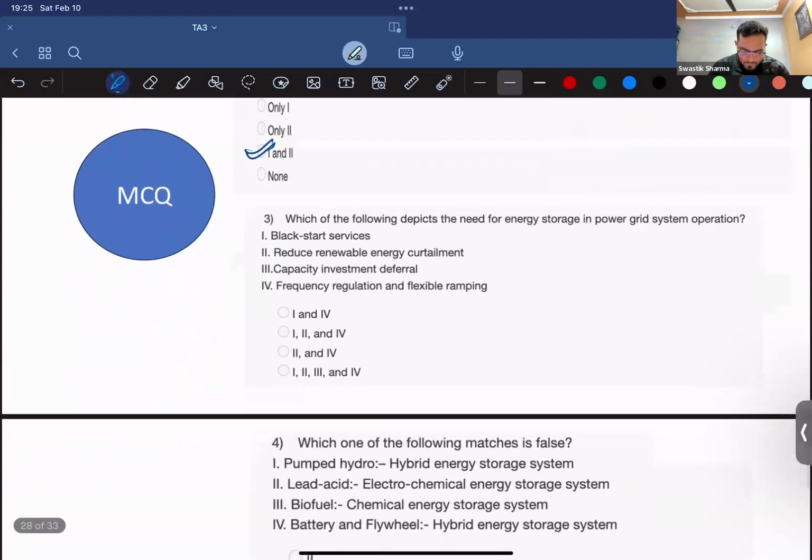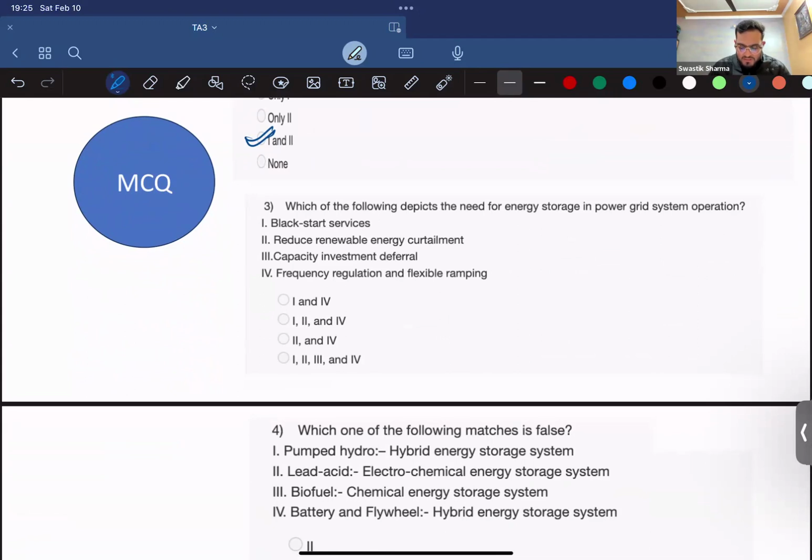So can anyone tell me which of the following depicts the need for energy storage in power grid system operation? Is it black start services, reduced renewable energy curtailment, capacity investment deferral, or frequency regulation and flexible ramping? Anyone? Sir, the first option. Yeah, yeah, 1 and 4.